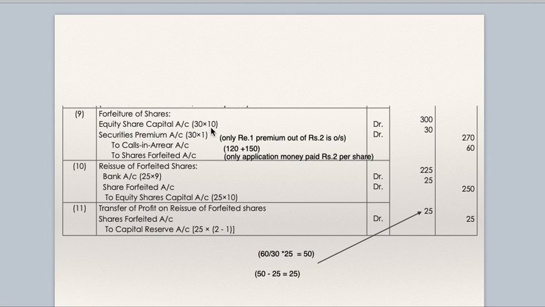So equity share capital account debit 30 into 10, 300. Securities premium account debit 30 into 1, 30. To calls in arrears 270. To shares forfeited account 60.